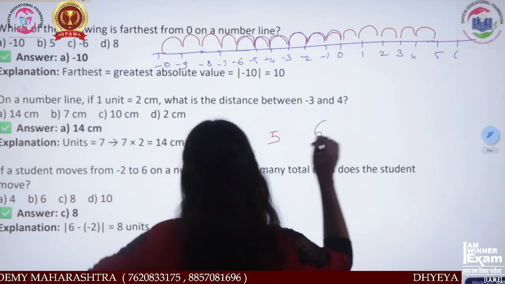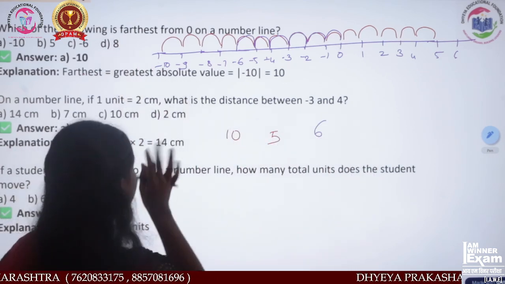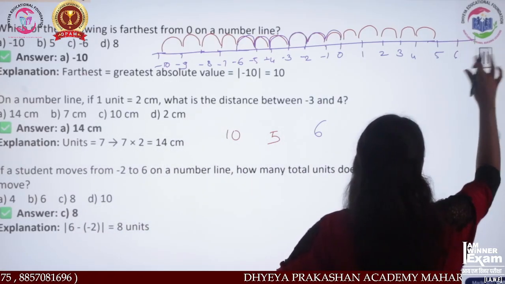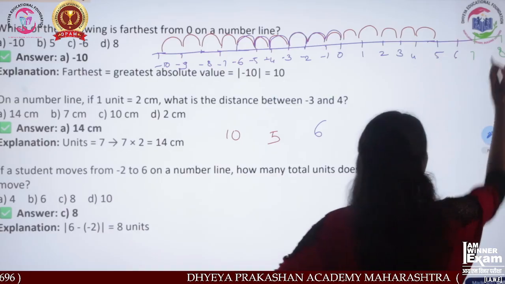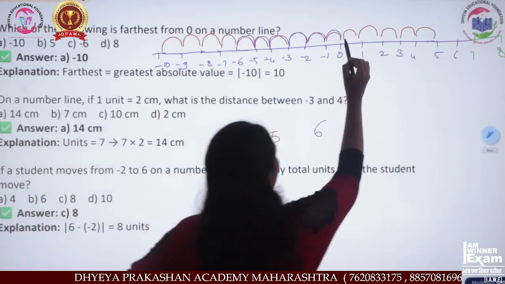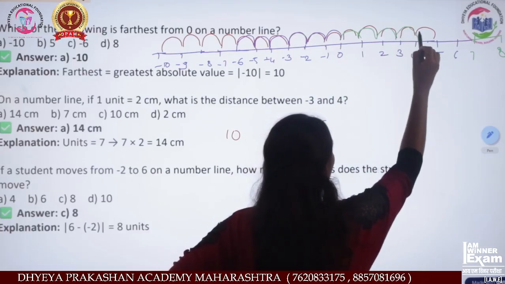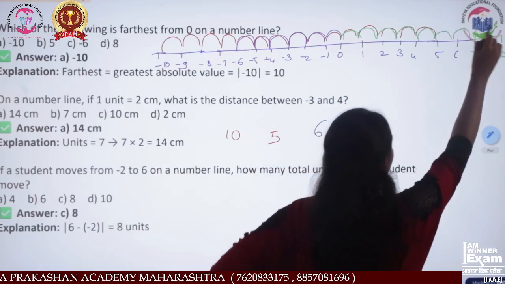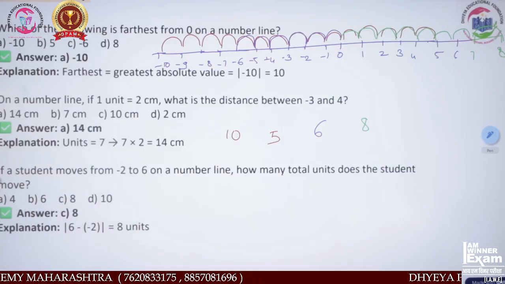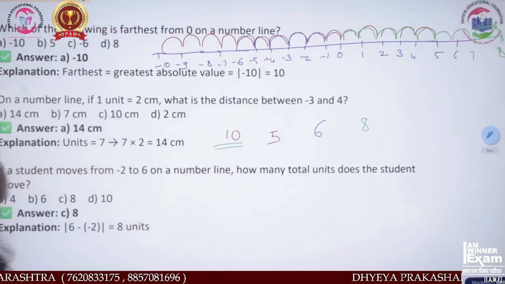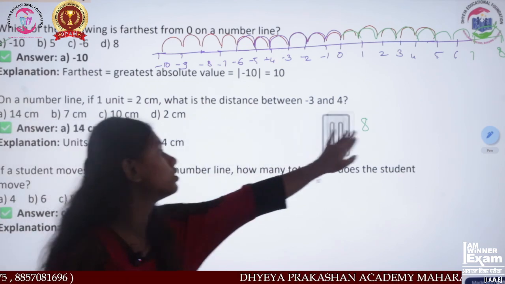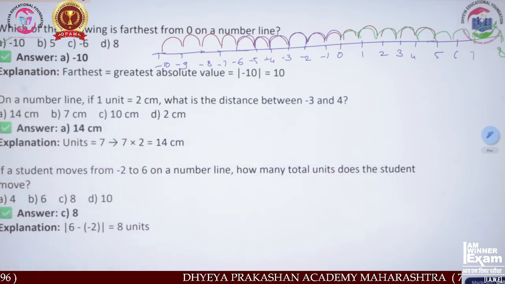Then we will take 8. This is positive 8. This will be 7 and this will be 8. Okay, this is your number line. Let's check from 0. 1, 2, 3, 4, 5, 6, 7, 8. So 8 is 8 units far. Now which is the farthest? That is 10. So what will be your answer? Minus 10 will be your answer, as it is 10 units far from the 0.